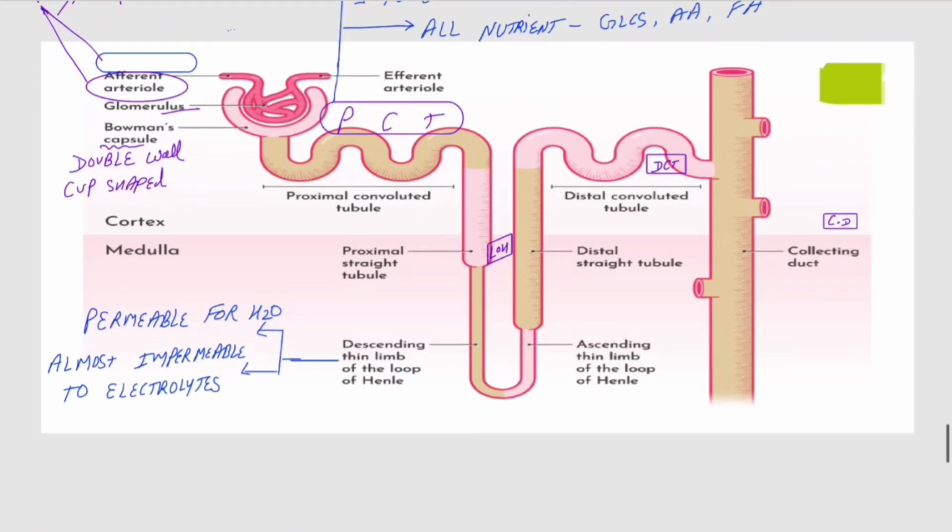Now let's talk about the ascending limb of loop of Henle. It is the reverse of the descending limb, that means impermeable to water, and permeable to electrolytes.